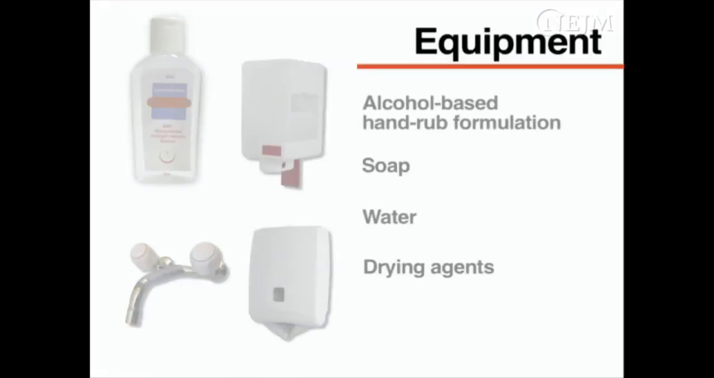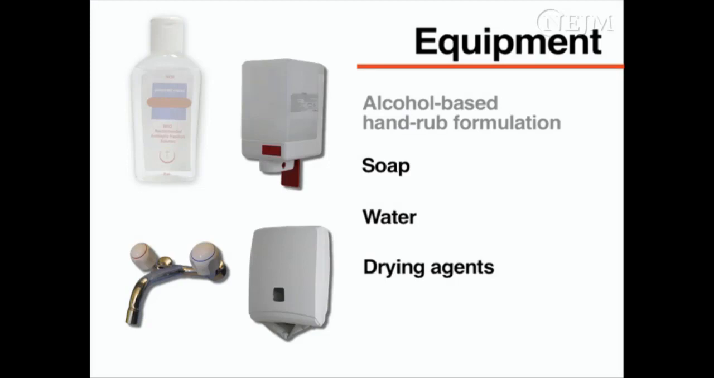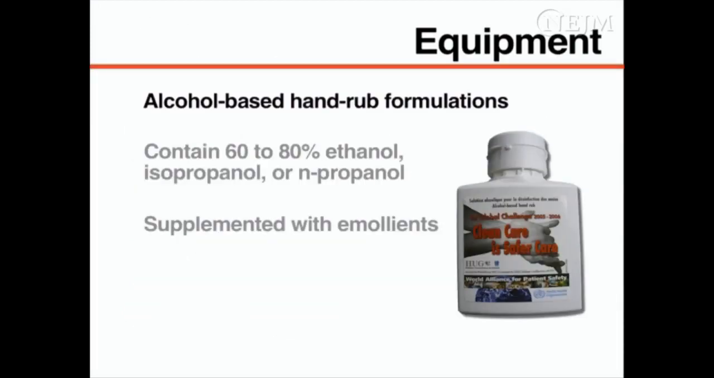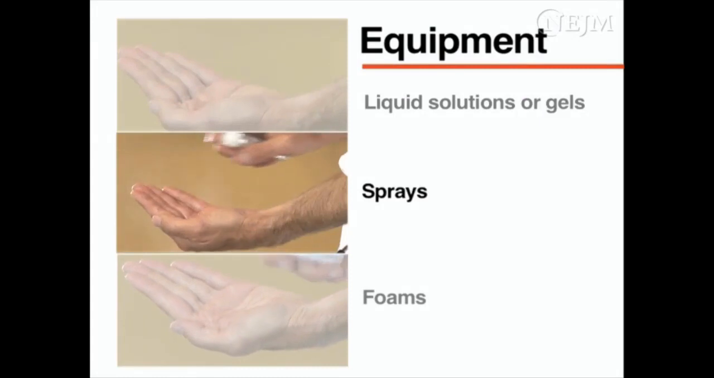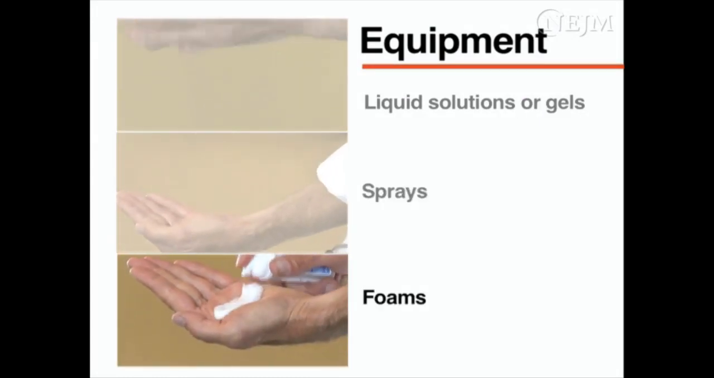To perform adequate hand hygiene, you will need an alcohol-based hand rub formulation or soap, water, and drying agents such as disposable paper or cloth towels. Use alcohol-based hand rubs with proven antimicrobial efficacy. These usually contain 60 to 80% ethanol, isopropanol, or N-propanol, or a combination of these products. These hand rubs are supplemented with emollients to protect the skin. They are available as liquid solutions or gels, sprays, or foams.